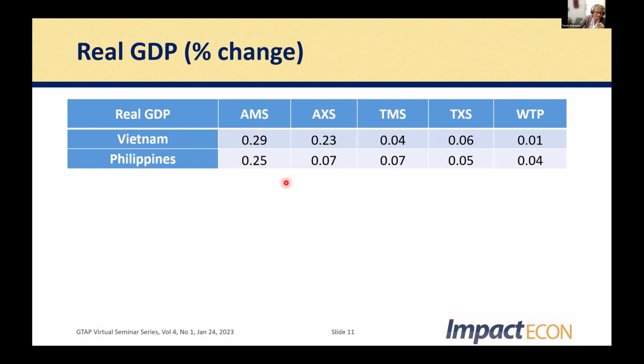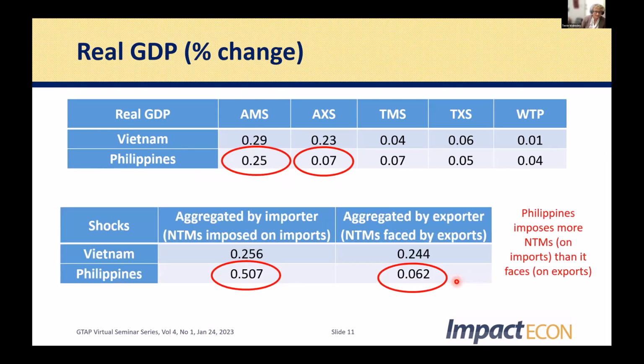Okay, so that's generally how things go, except that sometimes it can make very large differences whether you use the AMS or the AXS method. An example I have here is the Philippines. In the case of the Philippines, you see very large differences between AMS and AXS. AXS doesn't give you nearly as much of a gain as AMS. The reason is that when you look at the shocks, you find that the Philippines imposes more NTMs on its imports than it faces on its exports. The ones that it imposes are equivalent to 0.507. The ones that it faces are equivalent to 0.06.